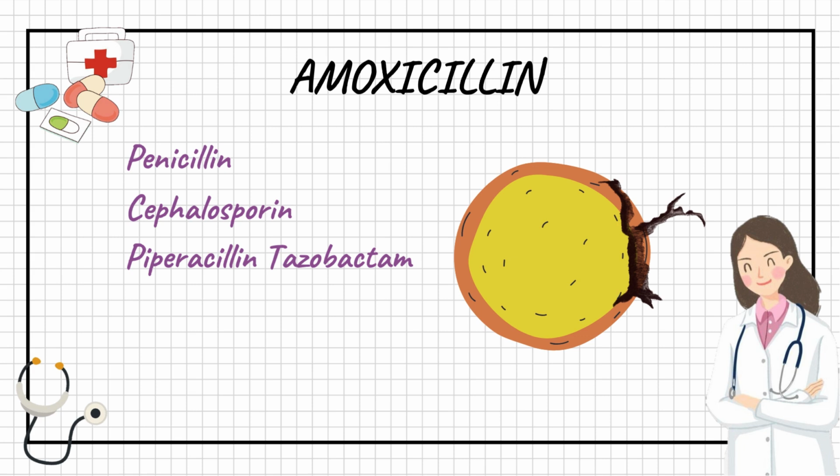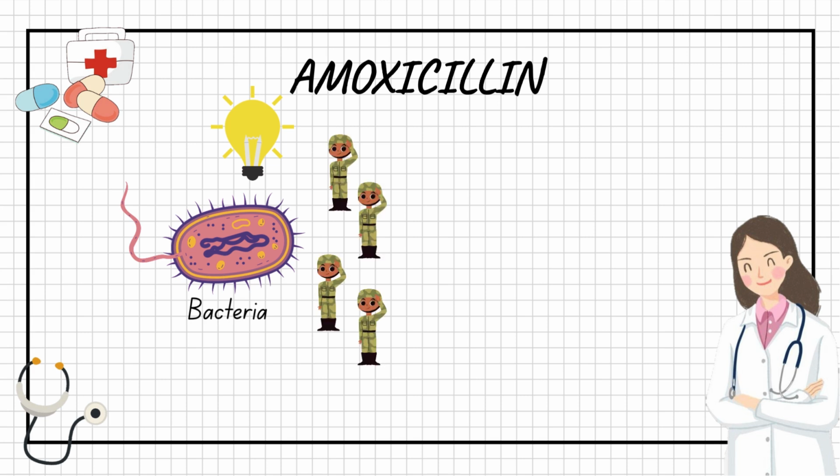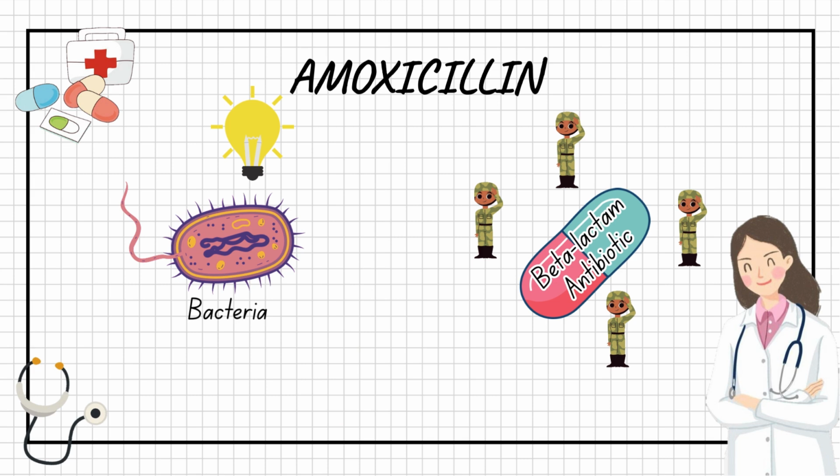In the beginning, these antibiotics worked perfectly. But over time, bacteria got smart. They figured out that this prison would catch them and destroy their wall. So they placed little soldiers outside the wall. We call them beta-lactamase enzymes. In simple words, these enzymes attack the beta-lactam ring and make the antibiotic ineffective.